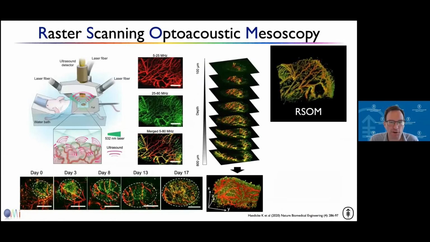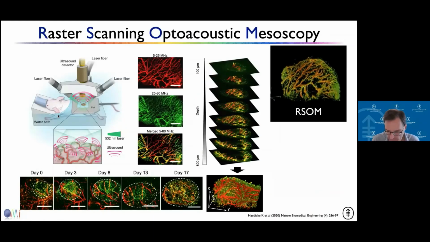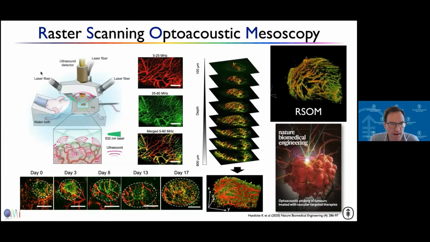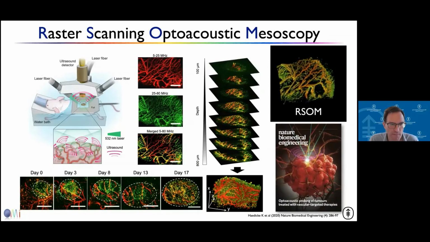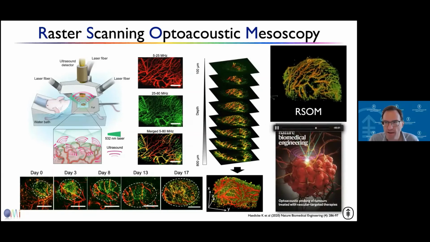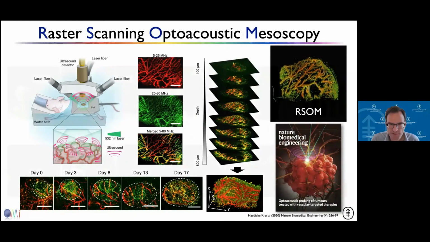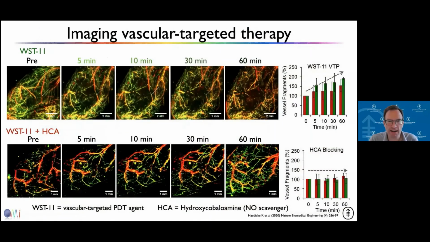But I want to go quickly into this paper here, where we looked at tumor vascularity at this high resolution. Here you can see a tumor growing. We can get 3D MIPs of this, and we use this to interrogate a vascular-targeted photodynamic therapy, which is coming out of the Weizmann Institute in Israel.